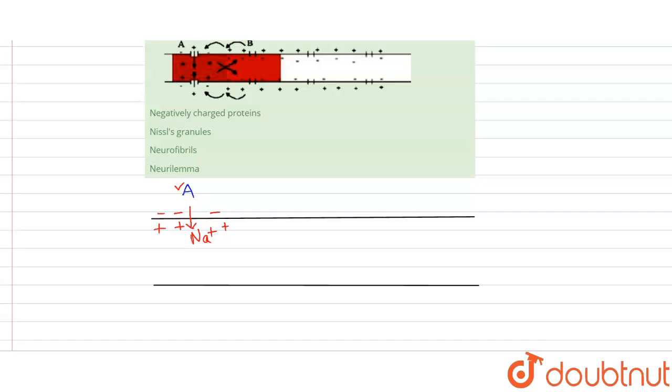This polarity of the membrane of site A is reversed. So this is depolarized. This difference is called action potential. But at site B, everything is in reverse. The inner side is negative and outer side is positive. So as a result, the current flows from site A to site B. So the current flows from site A to site B.